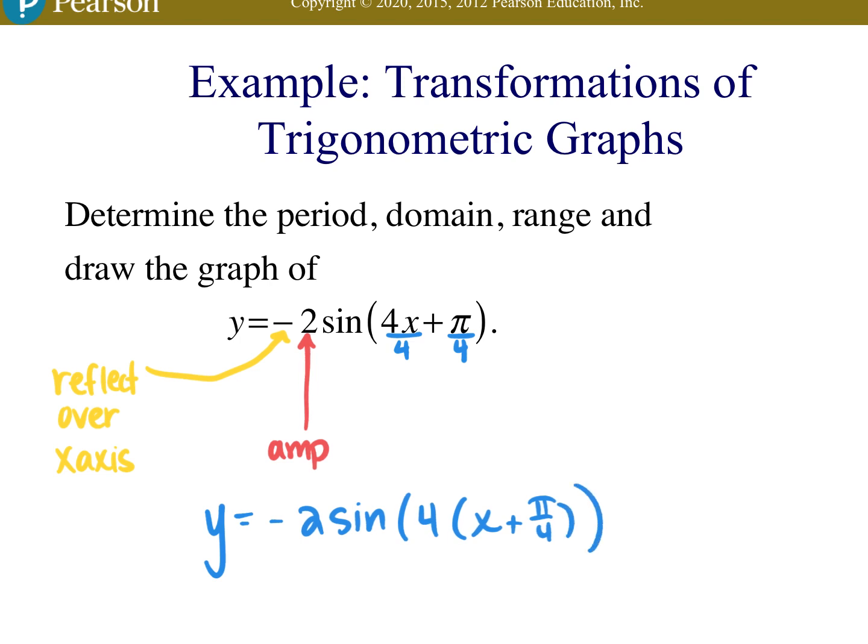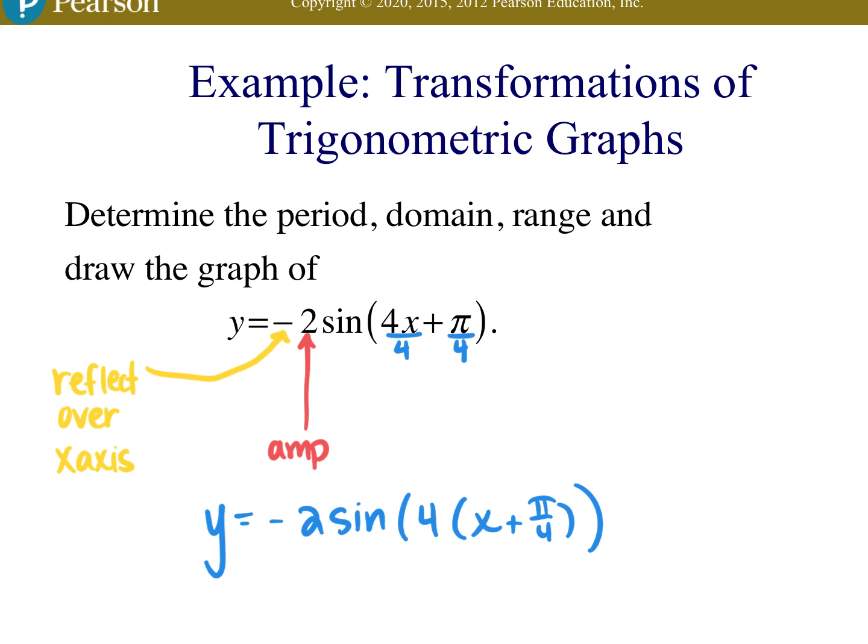Now we can correctly see what the shift is. Previously, we may have thought the shift was pi to the left, whereas in reality, the shift is pi fourths to the left, which is a big difference. Really impacts how your shift goes.